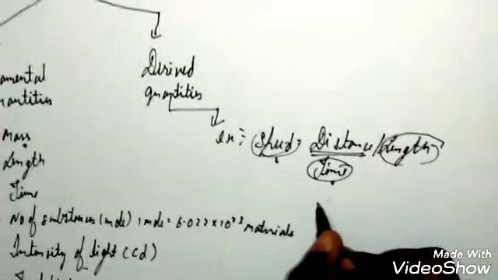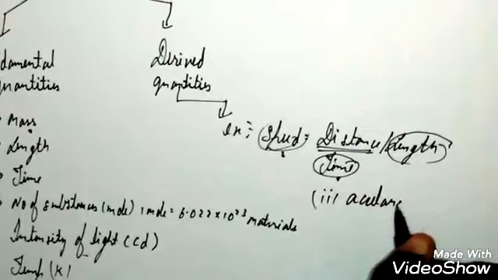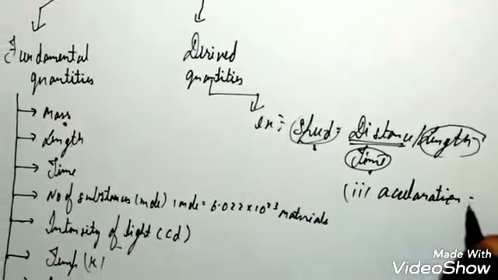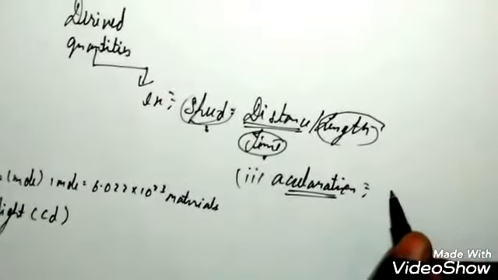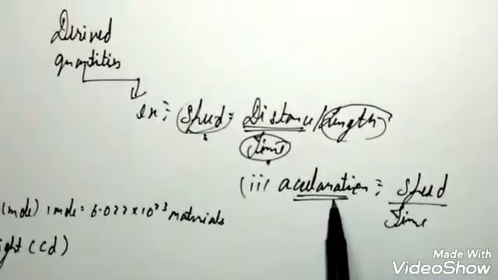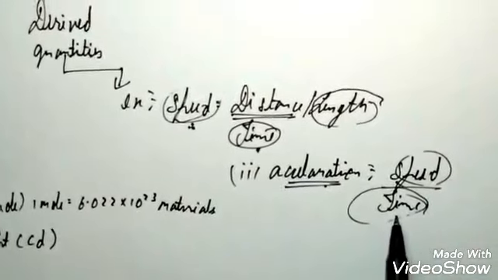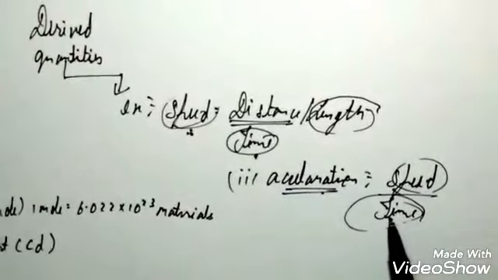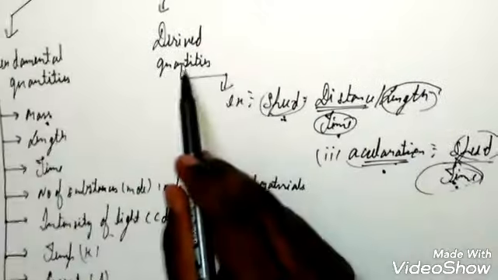Let's take another example. Acceleration. As you all know, acceleration is equal to rate of change of speed, or we can say speed per unit time, means it is a ratio of speed to time. Speed is a derived quantity, time is a fundamental quantity, and from these two quantities acceleration is derived. Hence acceleration is a derived quantity.